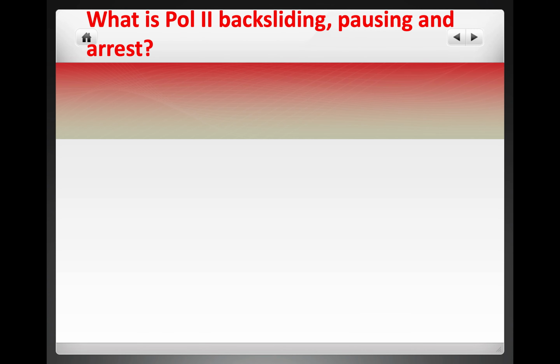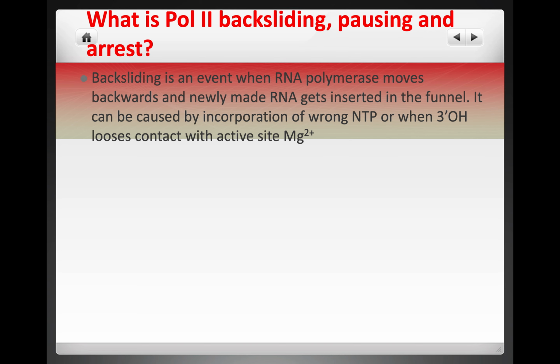Alright, so we have a few more slides before we break off for the second video. What is polymerase II backsliding, pausing, and arrest? These are some phases that you will come across in the transcription process in eukaryotes. So let's get to know them in general first.